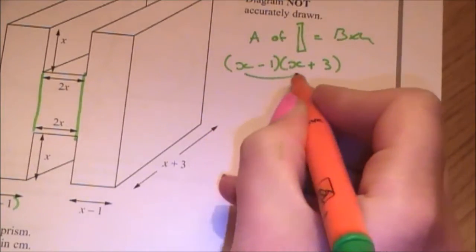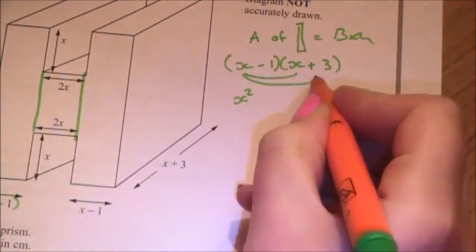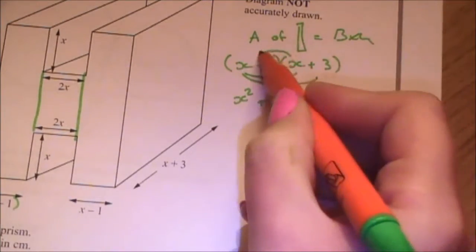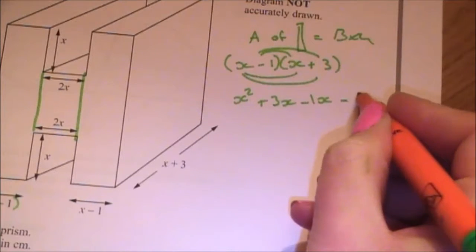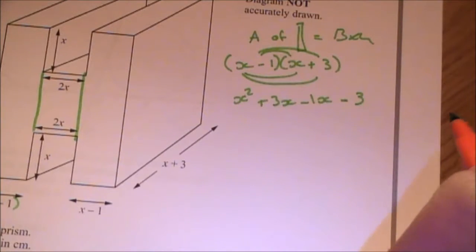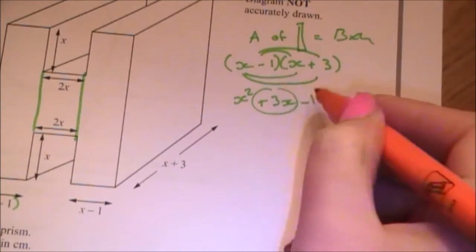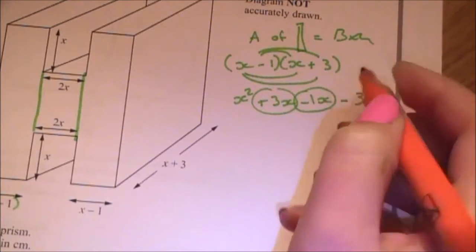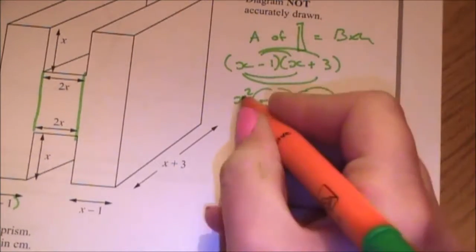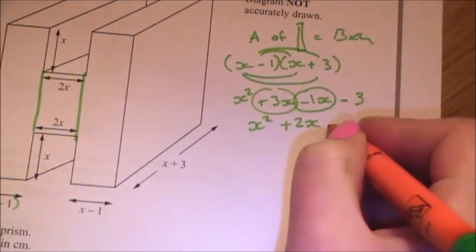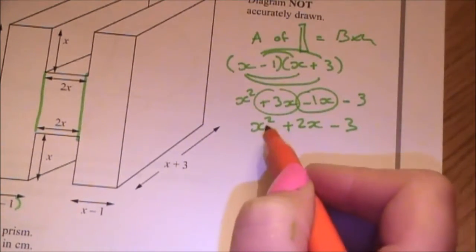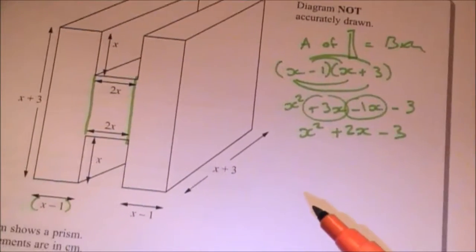When I expand that out, I get x squared plus 3x minus 1x minus 3. I then need to collect and simplify, so there's a positive 3x there. Take away 1x is going to leave me with positive 2x. I've not done anything with that x squared. I've not done anything with that negative 3. So that is the area of one of the rectangles.